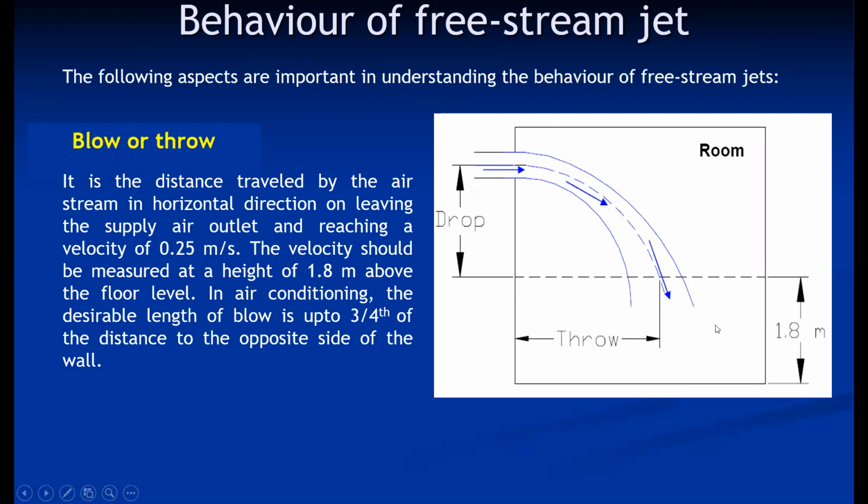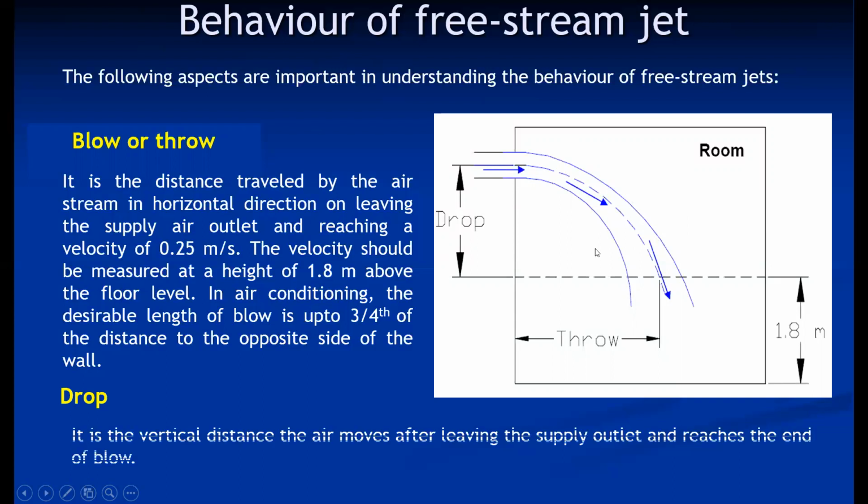In air conditioning, the desirable length of blow is up to 3/4 of the distance to the opposite side of the wall. So the horizontal distance traveled by the jet is a minimum of 3/4 of the total distance of the room. So this is one wall and the opposite wall. Then it is actually a desirable length: 3/4 of the total length.